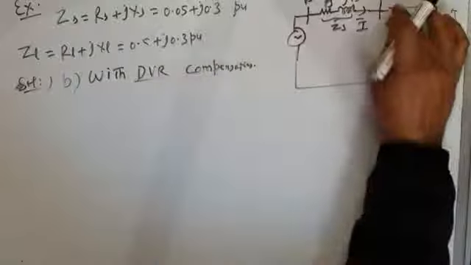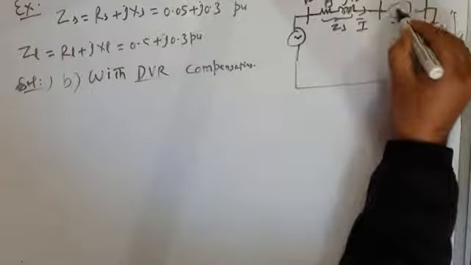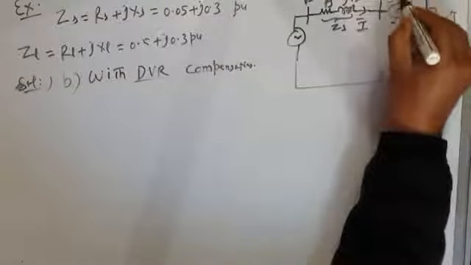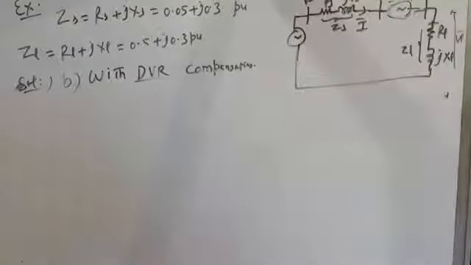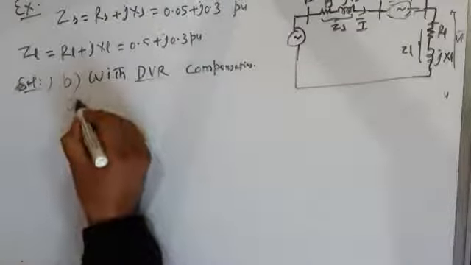You have to connect the DVR now. Let me connect the DVR. This is the DVR injected voltage, VF. The DVR is doing the compensation now. With DVR compensation, you have to calculate the new value of current. Okay, so what is the objective?